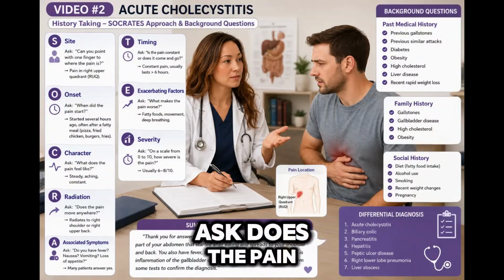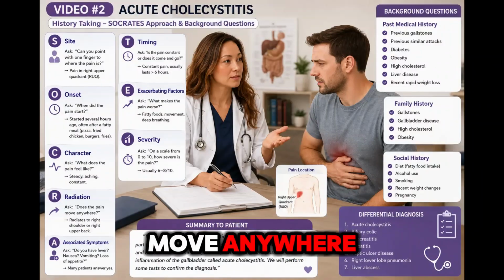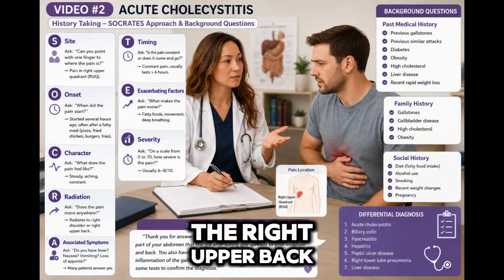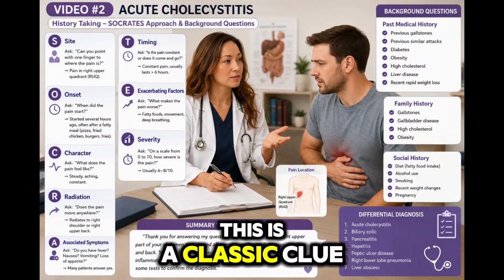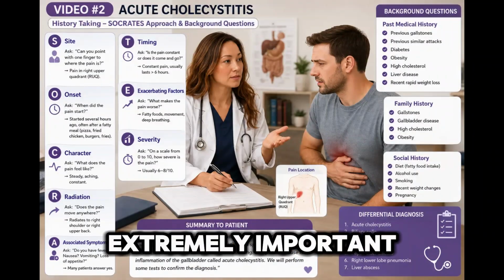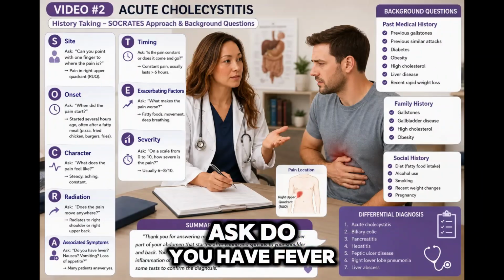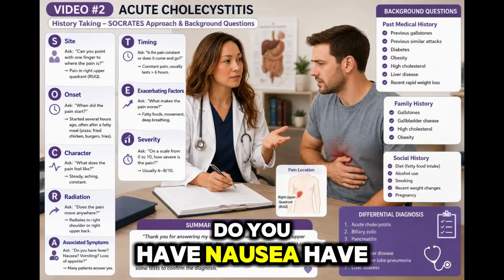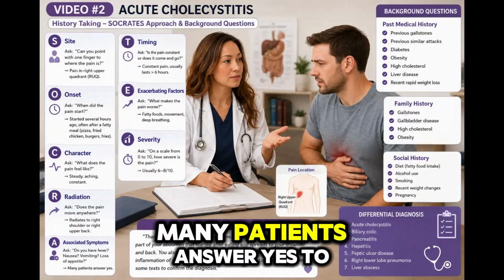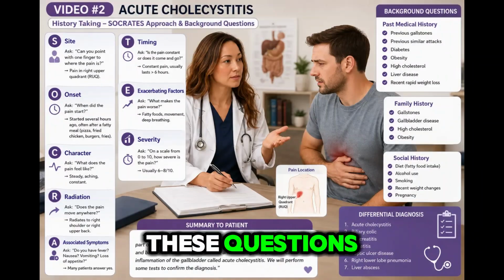Radiation. Ask: does the pain move anywhere? The pain may radiate to the right shoulder or the right upper back. This is a classic clue. Associated symptoms. This is extremely important. Ask: do you have fever? Do you have nausea? Have you vomited? Have you lost your appetite? Many patients answer yes to these questions.